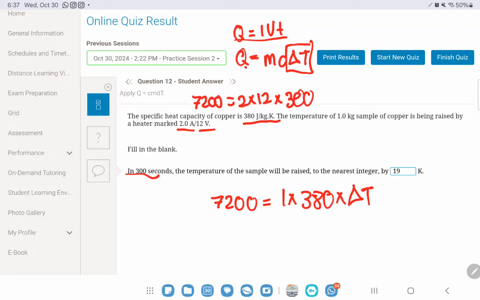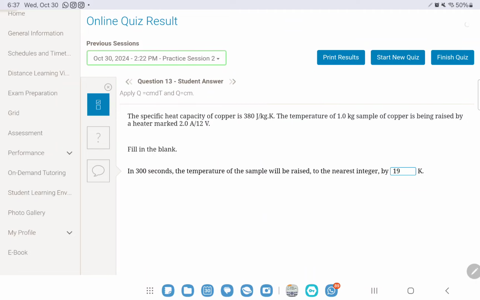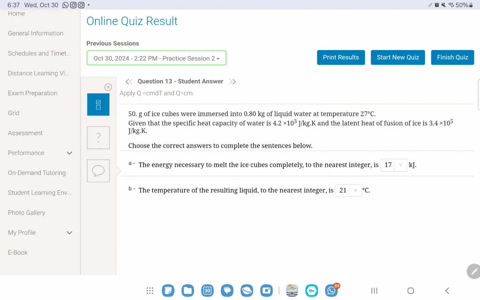Divide 7,200 by 380. We're gonna get, so delta T is gonna equal 18.947, whatever. They want it to the nearest integer. Nearest integer means we round up because this is bigger than 5. So this will all be replaced by 19. That's it. Oops, skipped the question.